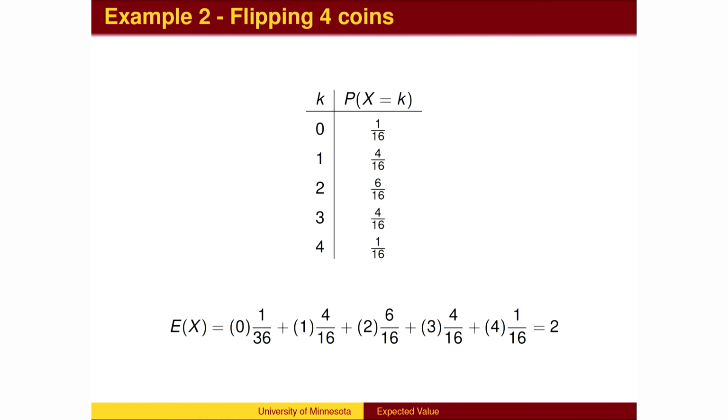Here's a second example. Flipping 4 coins. We find the probability of getting 0, 1, 2, 3, or 4 heads on the 4 flips. Then multiply value times probability and find the sum.